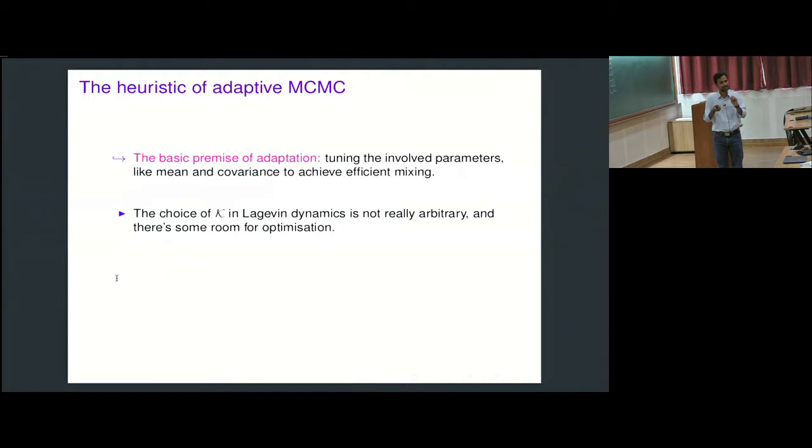which can be chosen to be identity, can be chosen to be L inverse. But L was fixed again. So how do we do that?